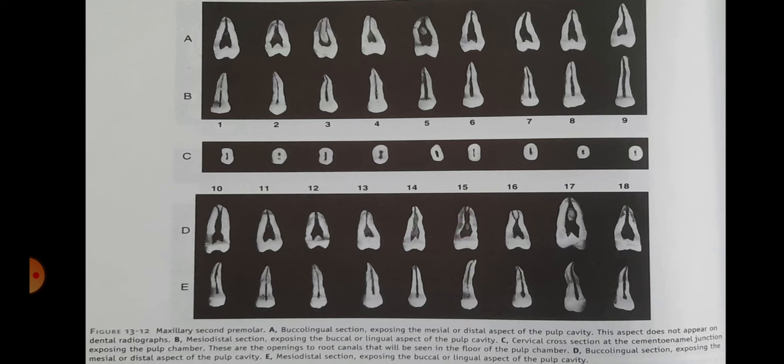Most maxillary second premolars have only one root and one canal. Two roots are possible, although two canals within a single root may also be found.